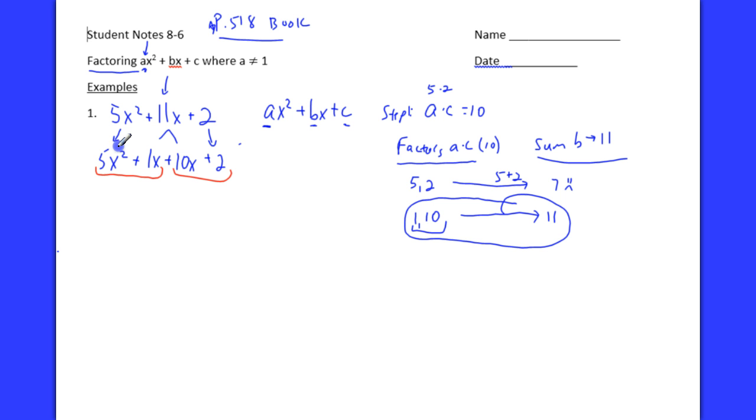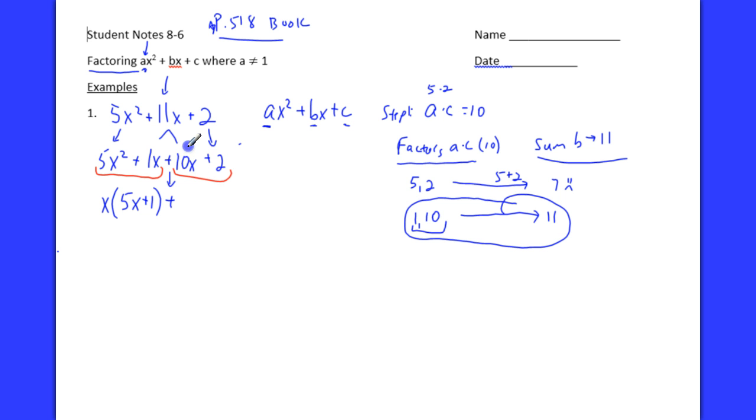And I'm going to factor just these two terms, just like it's the only thing on the page. Okay, so if you look at 5x squared and 1x, there's a common factor of x. So I'm going to write that like this: x times 5x plus 1. Bring down this plus sign right here.